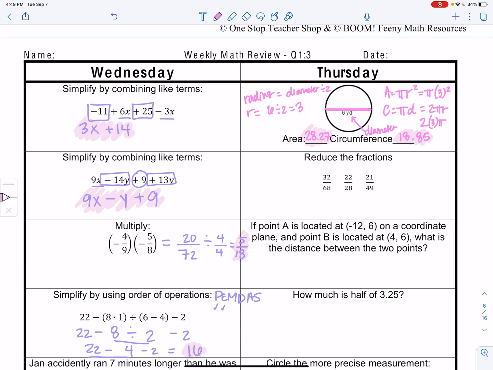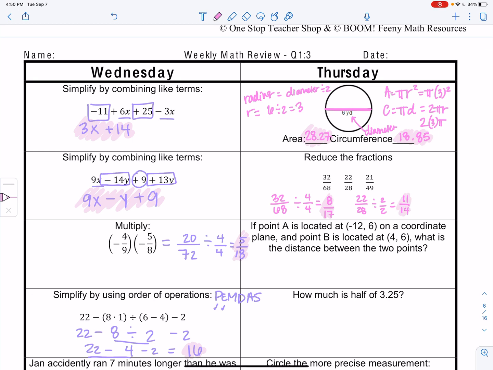All right, and the second one tells us to reduce the fraction. So all you're doing is you're finding the greatest common factor for the numerator and the denominator. Well, our greatest common factor for 68 and 32 is actually going to be 4. So I can divide both of those by 4, and I'll get 8 over 17 is my solution there. 22 and 28, all they have in common is a 2. So I can divide those two by 2, and I'll get 11 over 14.